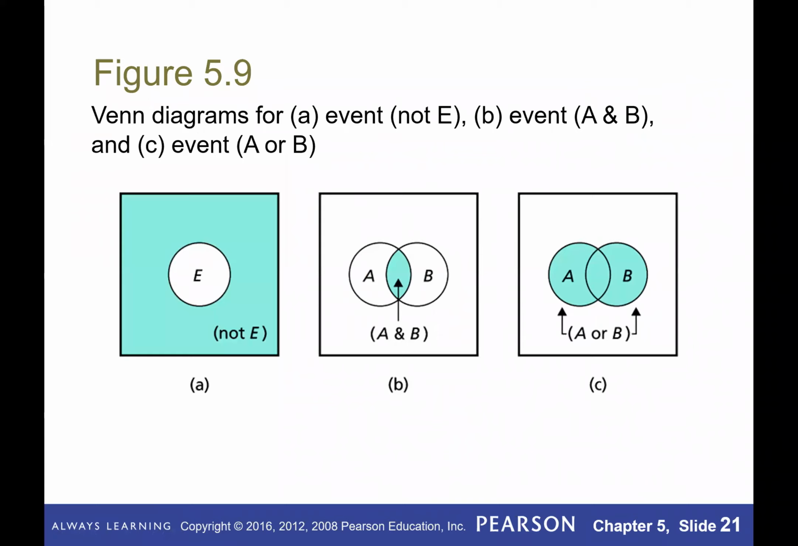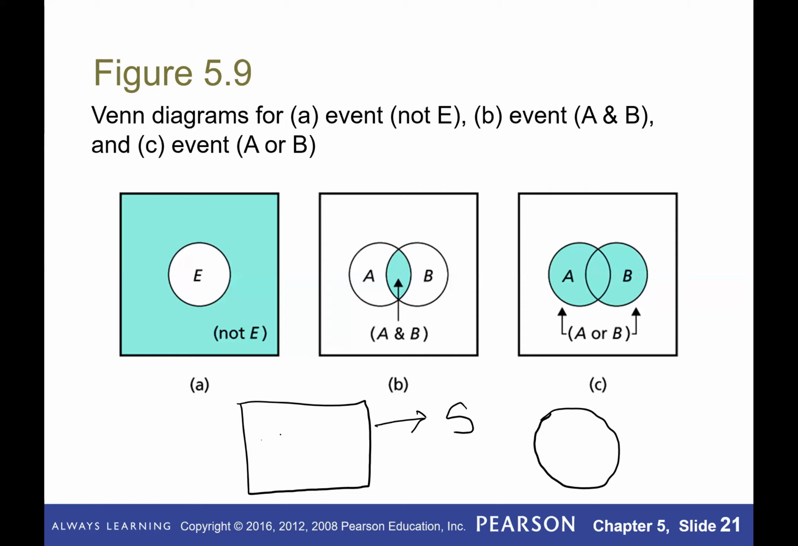So we can represent an event with Venn diagrams. Venn diagrams for an event. The first one is not E. That means the elements which are not in E. This is called the complement of an event. So if E is an event, in a Venn diagram we usually use a rectangle for the sample space. So this is our sample space. And for the events, we use a circle.